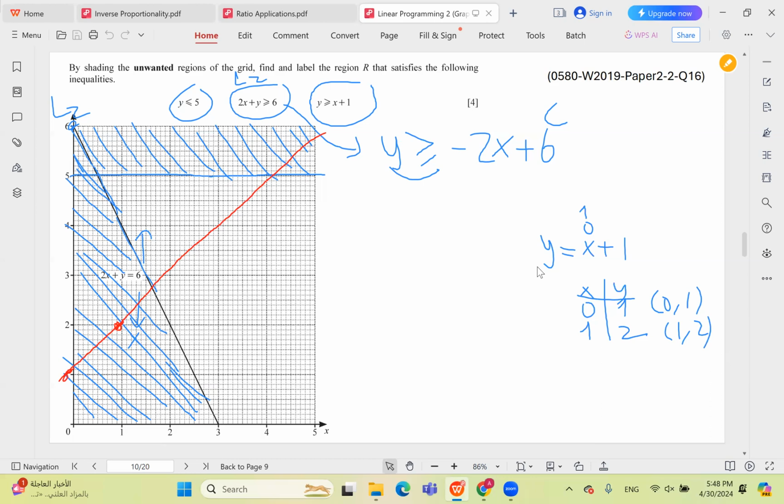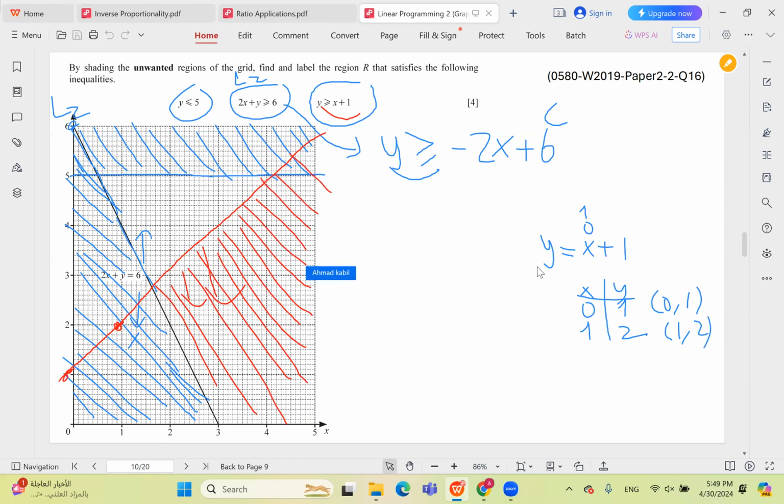And for the inequality part, y is greater than or equal to x plus 1. So we want the upper part, we don't want the lower part. So let's just shade below this line here. Let me erase this arrow so as not to mistake it for shading. And this is our region R.